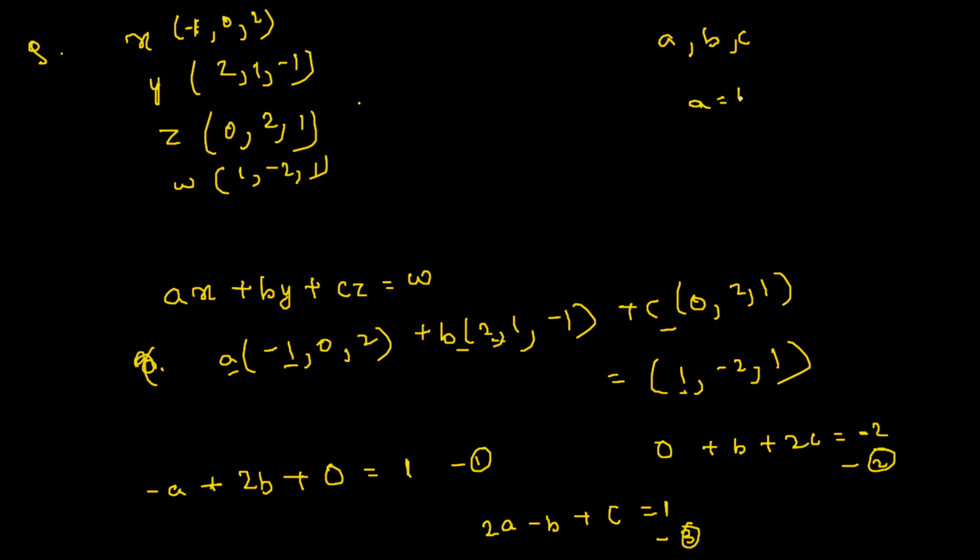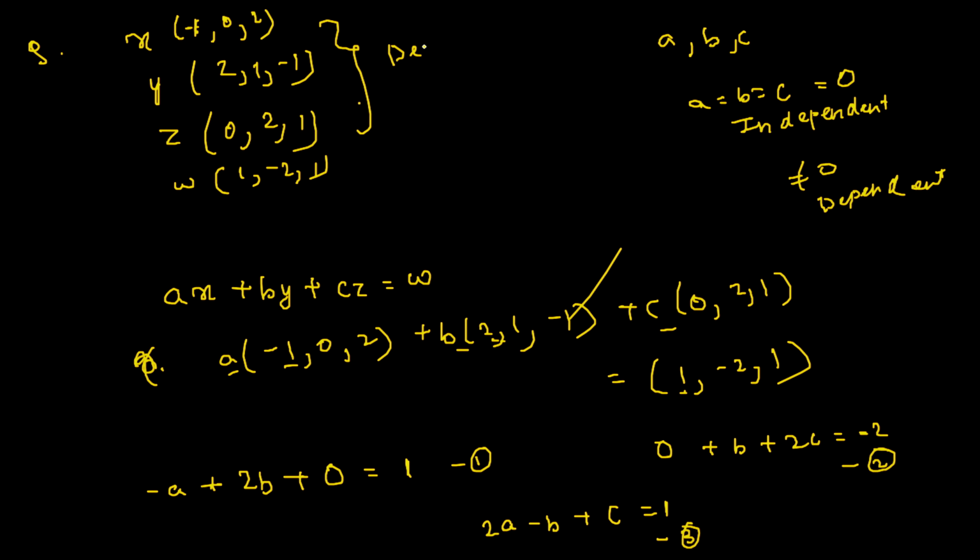If a is equal to b is equal to c is equal to 0, that means they are linearly independent. And if even one of them is not equal to 0, that makes them linearly dependent. Upon calculating, you'll find that none of a, b, or c are 0. That means these are all linearly dependent vectors.